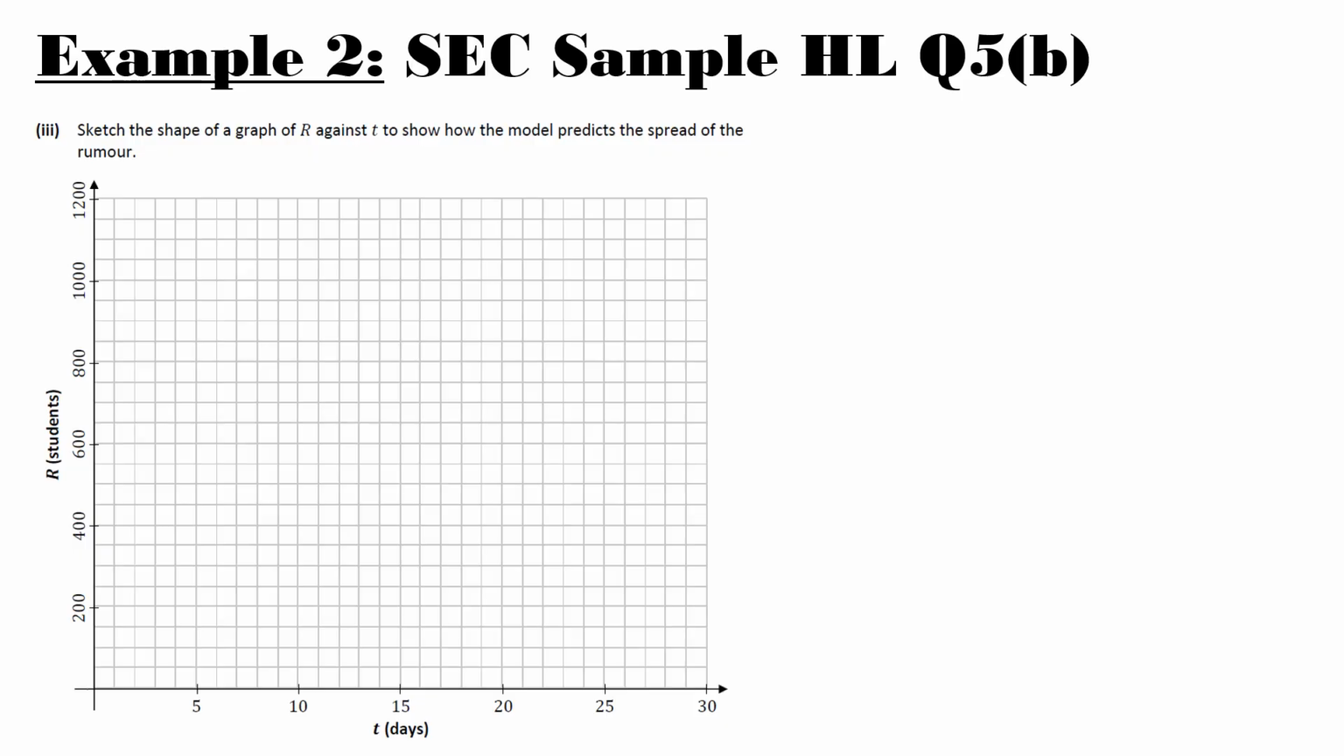So part 3 asks us to sketch the shape of a graph of R against t to show how the model predicts the spread of the rumour. So what we need to understand are values of R for each of those values of t. You have a few different ways to do this.